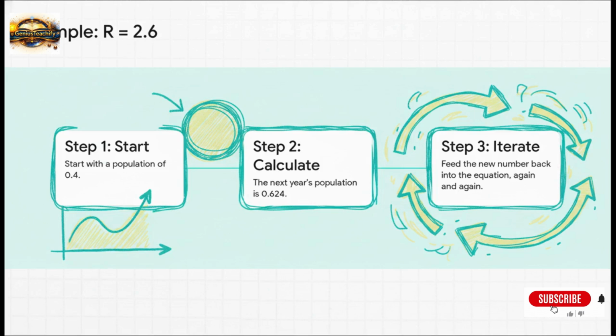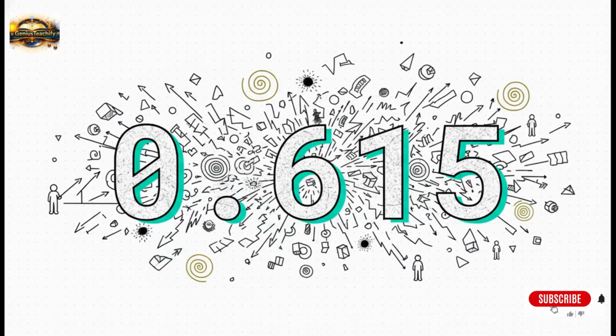Okay, so it grew. But here's the key. What happens next? We take that new number, 0.624, and we plug it right back into the same equation. And we just keep doing that year after year after year. And after we run it over and over again, something kind of cool happens. The number just settles. It stabilizes right here at about 0.615. The population has reached this perfect, totally predictable balance. Kind of boring, right? Well, hold on, because this is where things start to get really weird.